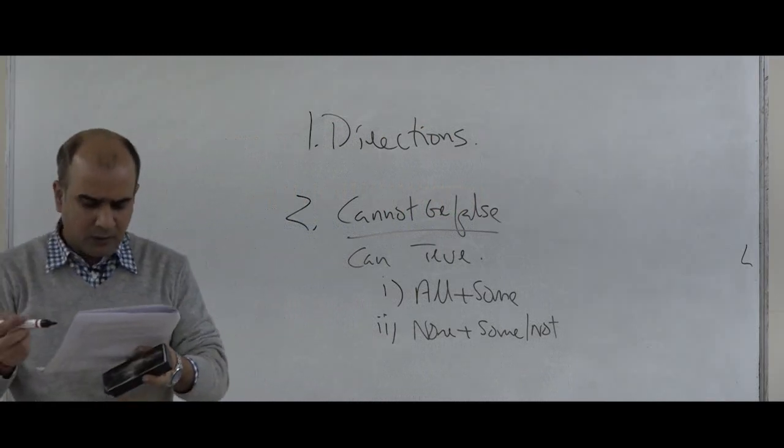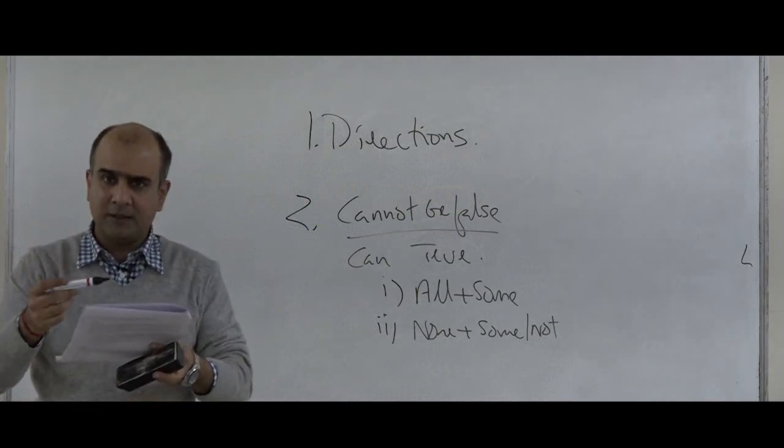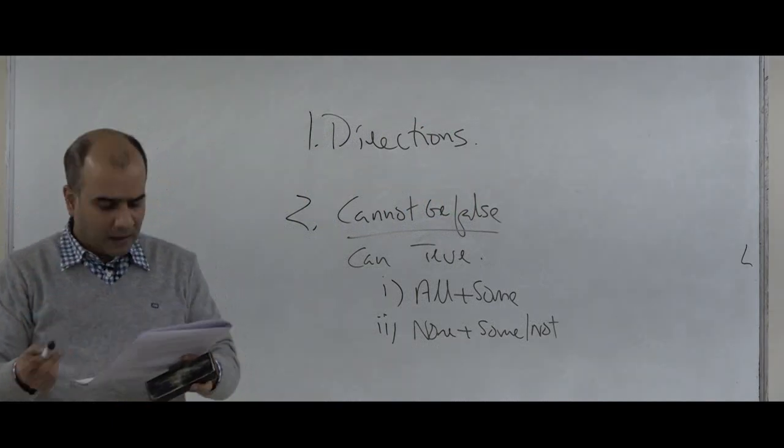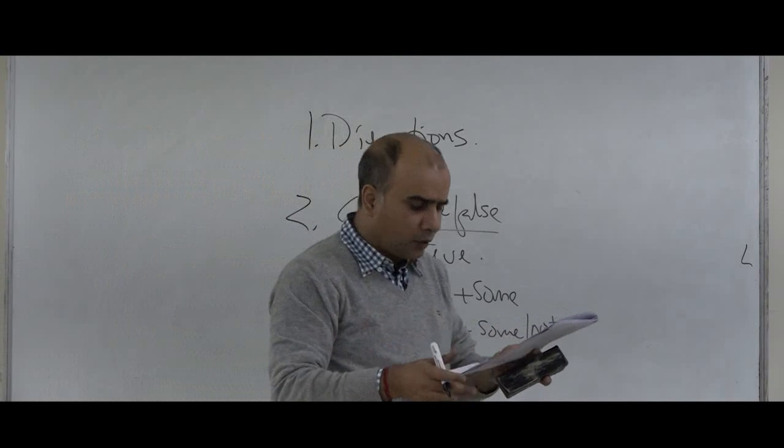Similarly, question number 42, all and some are 1 and 3. No and some are not at 2 and 4. 2 and 4 is not given to me. Answer is 1 and 3, which is option again D for Delhi.